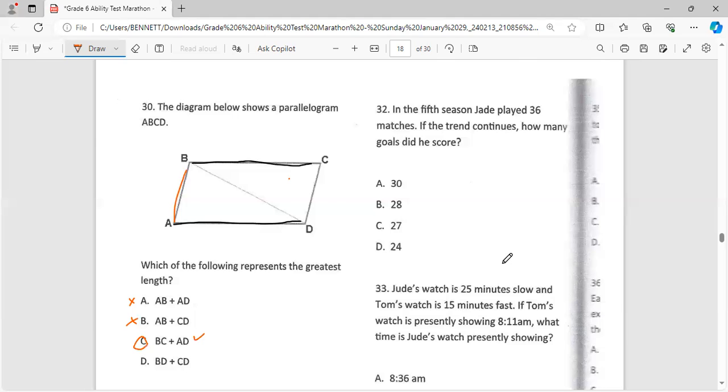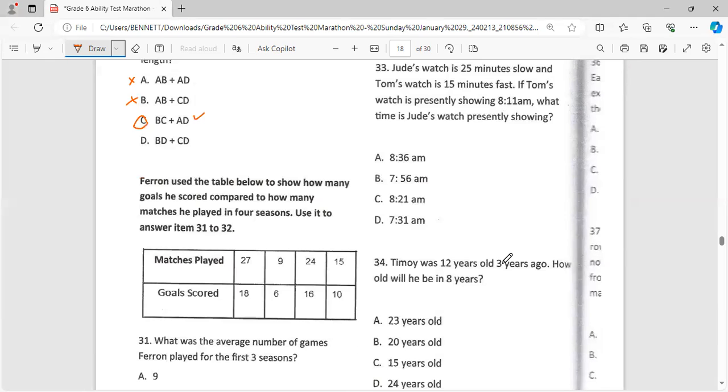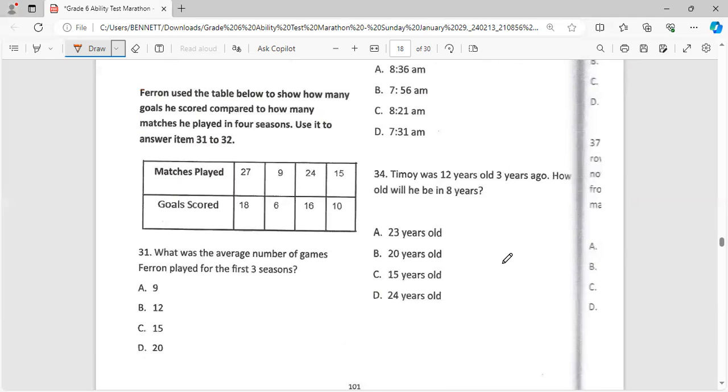We could do one more, guys. I know you guys are a bit tired. To be the last one, I promise. Farhan, use the table below to show how many goals he scored compared to how many matches he played in 4 seasons. Use it to answer item 31 and 30. What was the average number of games Farhan played for the first 3 seasons? So his statistics. Work out that for me.